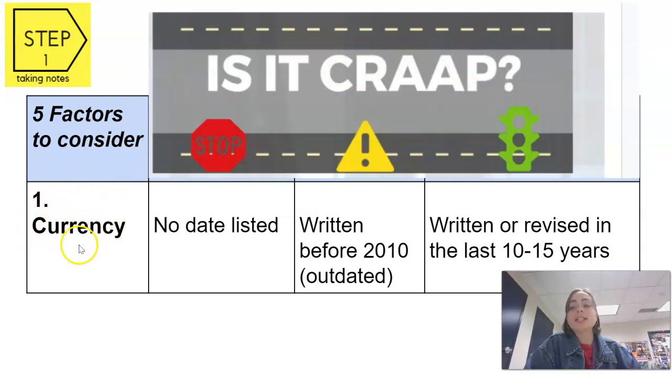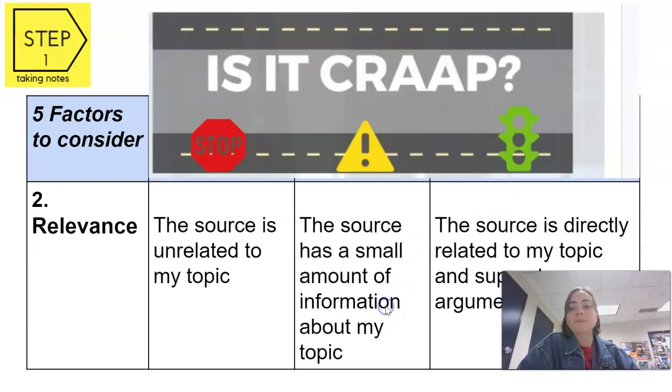The first one is currency, and that basically is just talking about when this article was written or published. If there's no date listed on a source, that is not a good sign, that's a red flag. If it was written before 2010, this is outdated information. A lot of these social issues have a lot of current relevant information that we need to know up to date. So you are looking for a source that was written or revised in the last 10 to 15 years. That is a good source to use.